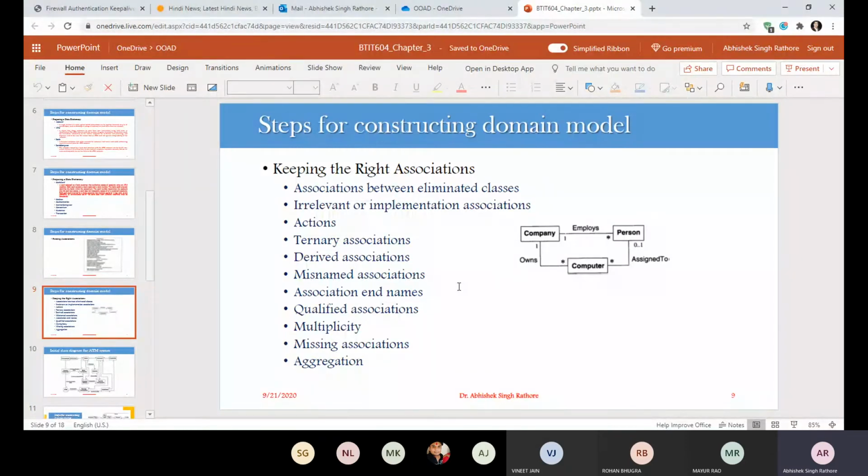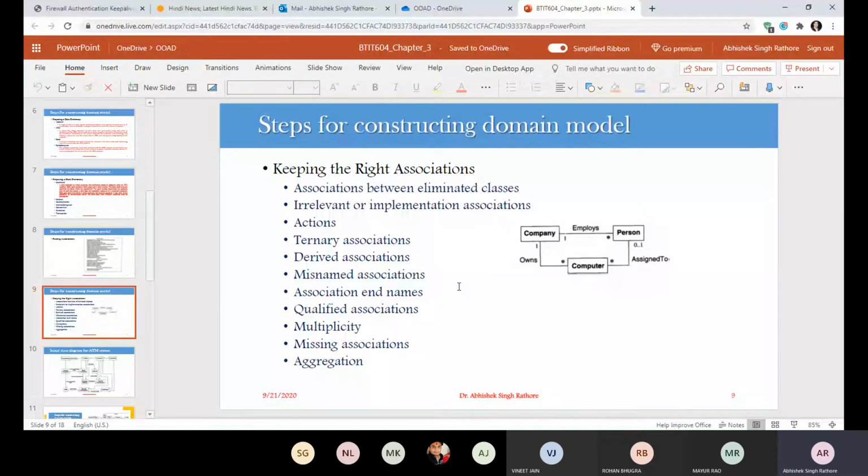And in the last class we were in the process of the steps for constructing a domain model, and we had covered a few steps. First, identifying the right classes for creating your domain classes. Then first we'll find the classes, then we'll find the right classes, and then we'll go for preparing a data dictionary for our domain model. Then we were finding the associations in the last class, where we worked on this.